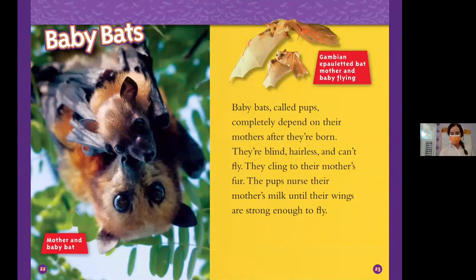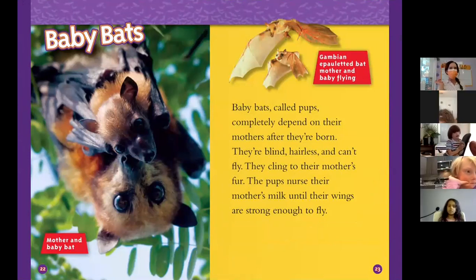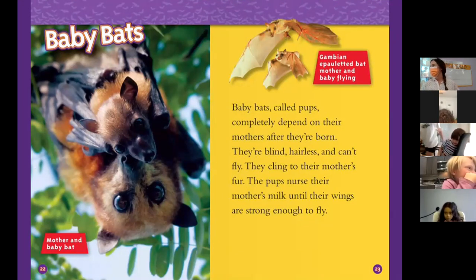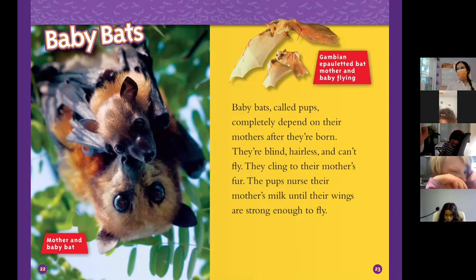Does anybody remember from last week, and you can raise your hand so you're not shouting out, because it's hard to hear people when we shout out, what do we call a baby bat? Without shouting out, raise your hand if you think you remember. I see two friends here raising their hands. Wheeler, what do you think? A pup. That's right. A baby bat is called a pup. Yes, if there was more than one, Ford was helping us remember it, there would be pups.